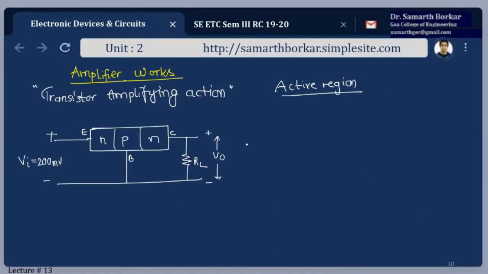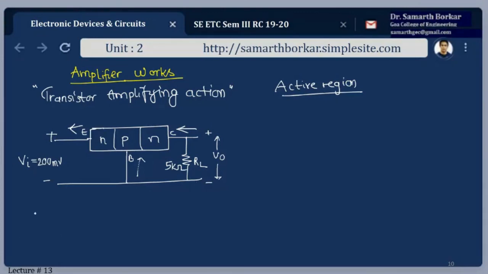Now, if I make use of the active region, then IE is the leaving current, IB is the entering current, IC is also entering, IE is leaving current. This is the notation. Let us mark this RL as 5 kilo ohms. Now, what we need to do here is to find out the value of output voltage.